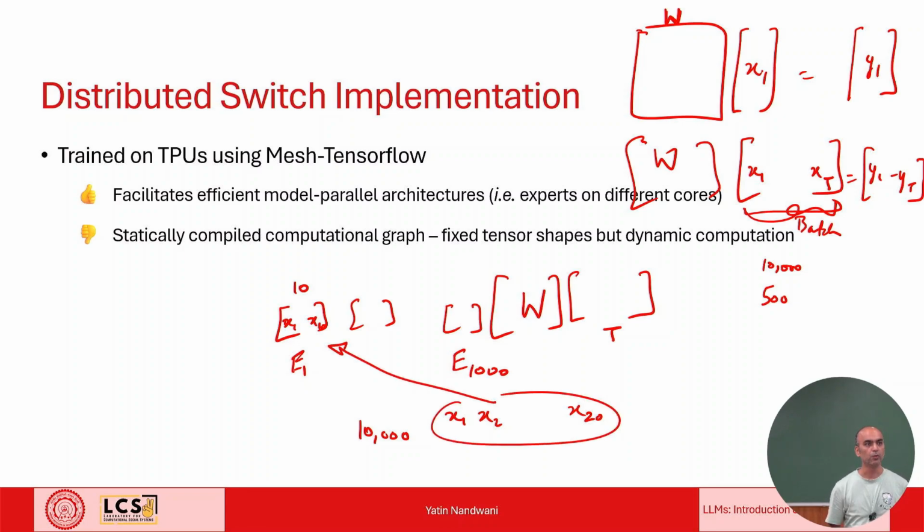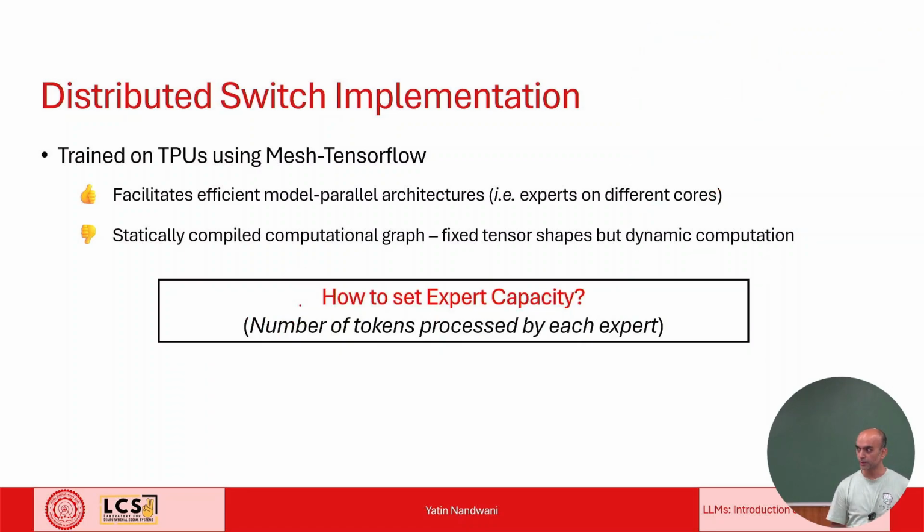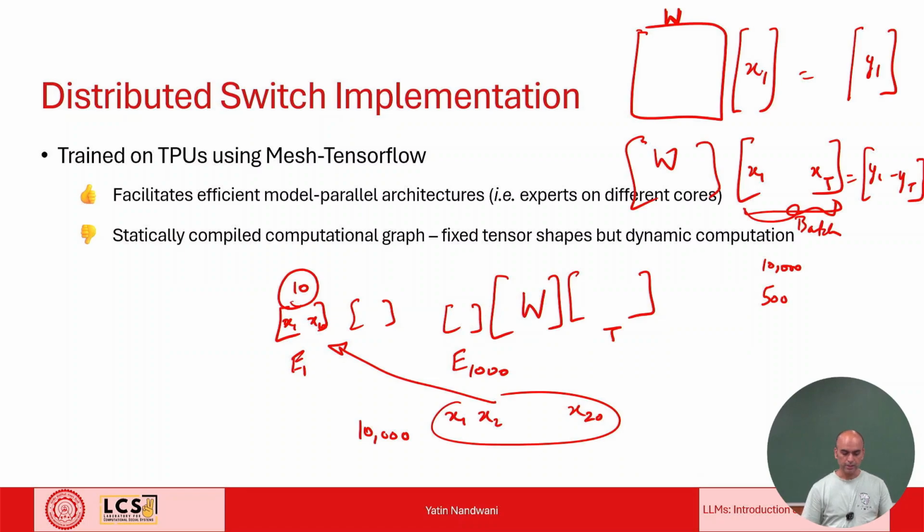What will happen? How will we compute that, right? So this is a practical issue. Here we have already introduced some terms. This 10 is called the capacity factor. What is the capacity that we are giving, that we are freezing for each expert? How many tokens can it process? But the question is, how do you set the capacity factor?